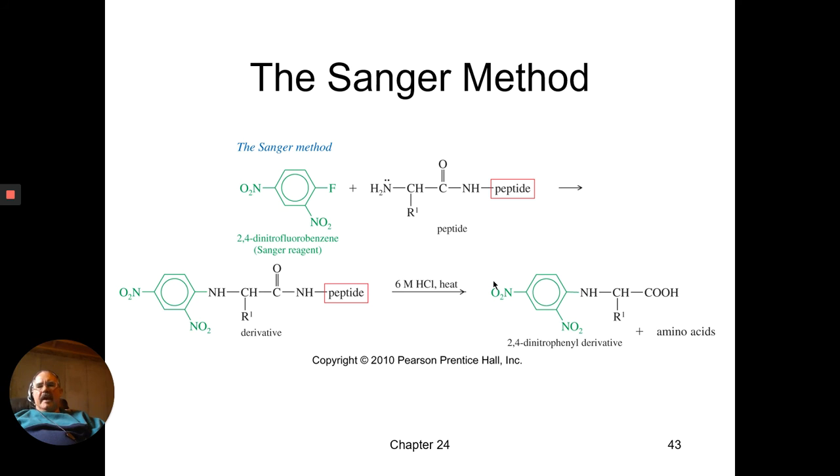Okay, and then there's also the Sanger method, okay, in which we react with 2,4-dinitrofluorobenzene. This is a nucleophilic aromatic substitution where this replaces the fluorine. And using 6 molar HCl, we break this off, and this is now colored.